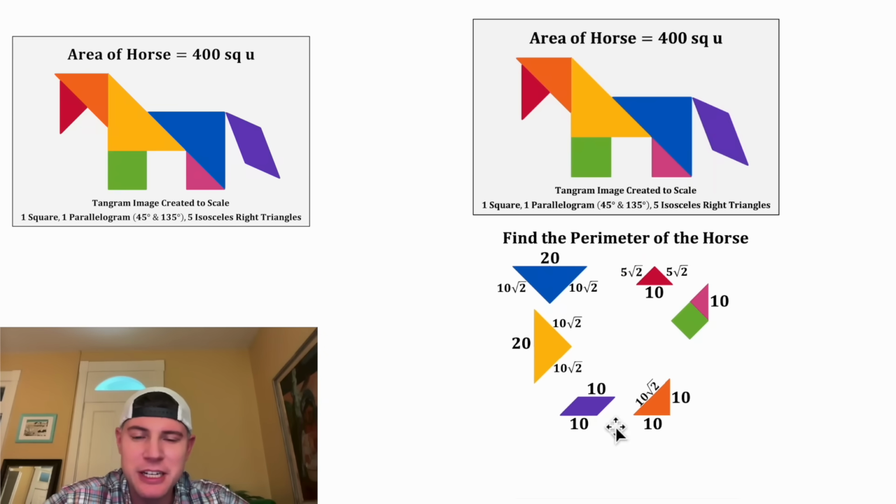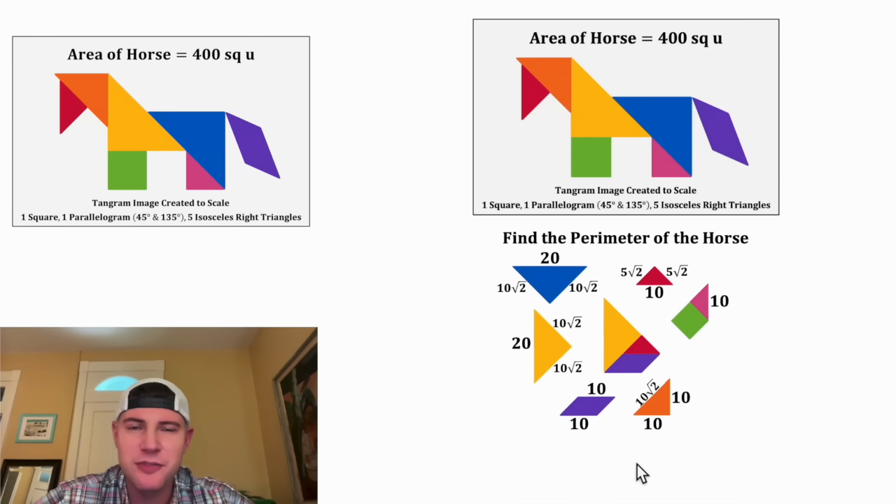And now we have everything we need to find this side of the purple parallelogram. If you recall, these three pieces fit together like this. Since the leg of this yellow triangle was equal to 10 root 2, and this leg was equal to 5 root 2, that leaves this side of the purple parallelogram is equal to 5 root 2. So we can label both of these as 5 root 2.